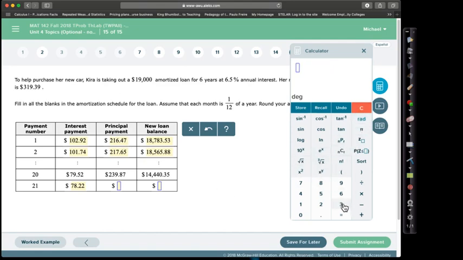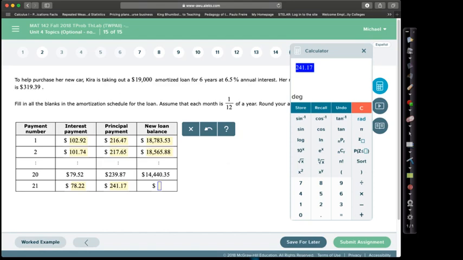The monthly payment is $319.39. We subtract off this interest of $78.22, and that gives us the amount of the principal reduction, how much the loan is going to get reduced by: $241.17. Then finally we take that $241.17 and subtract it from the old balance, and we've got our new balance.